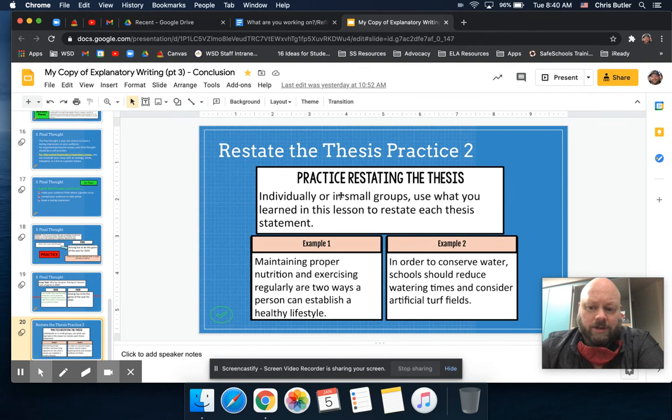I'm going to have you do this later, not today, probably tomorrow. We'll do some practice restating the thesis because, like I talked about, this is probably the hardest aspect of the final paragraph.